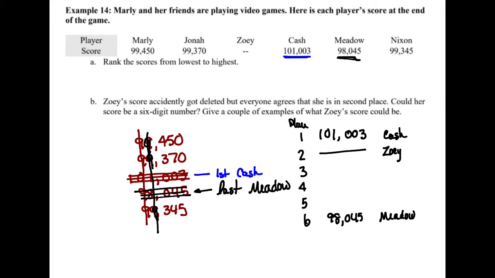Okay, so now we have these other 3 numbers. And we found that the 4 is bigger than the 3 and the 3, right? So 4 has to be next highest. So it's going to come in next highest right under Zoe. Okay, so this one is going to be next. So 99,450, and that was Marley. And now it's gone.